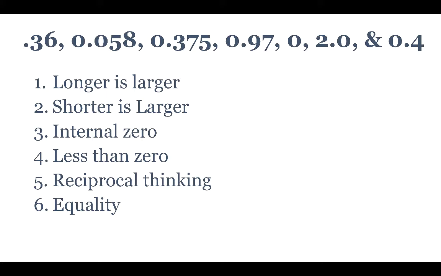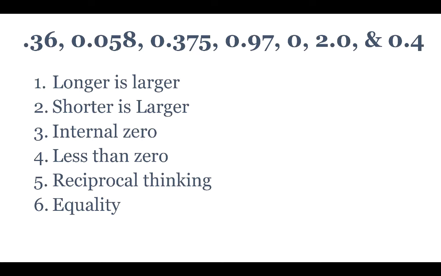First of all, longer is larger. That's a very, very common, if not the most common error. They judge it as they would a whole number. So 0.375 is greater than 0.97 with the logic that 375 is a larger number, a longer number, than 97. Or shorter is larger: digits to the right are very small. So, right, longer numbers are smaller.